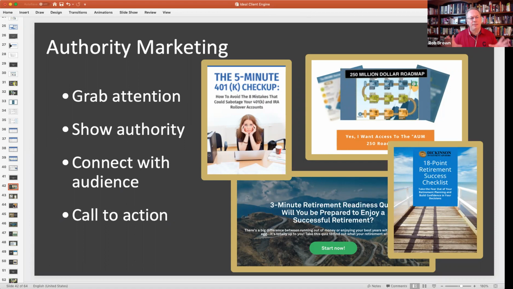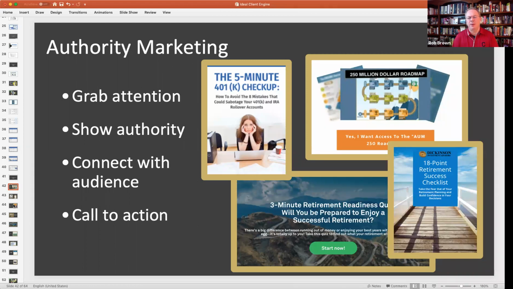I call this authority marketing. And the key behind authority marketing, it doesn't matter where you're doing it, you want to grab attention, you want to show that you are an expert, you want to connect with the audience so they really understand what it is you do and they really believe that you can help them, and then you call them to action to want to work with you.